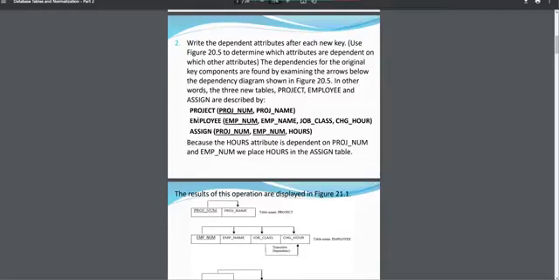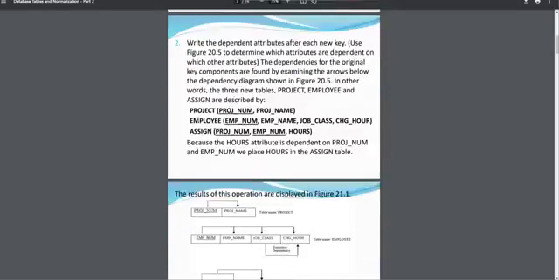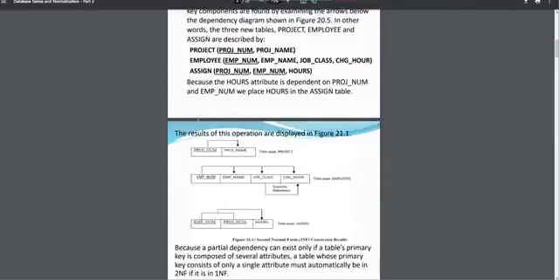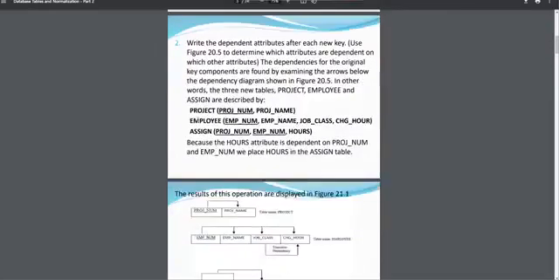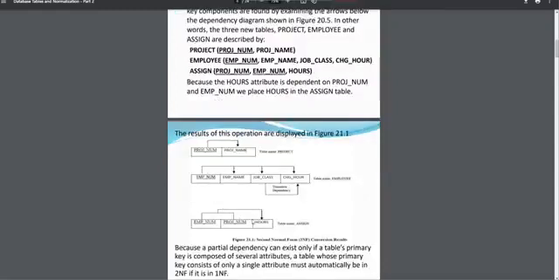Then look at this one. In the previous example, the same example, there were partial dependencies. Hope you can remember that project name depended on project number, and these things depended on employee number. Got that? And the other thing you can see here is that hours depend on employee number and project number. Hours only depend on both of these keys. Got that? Hours, we mentioned that.